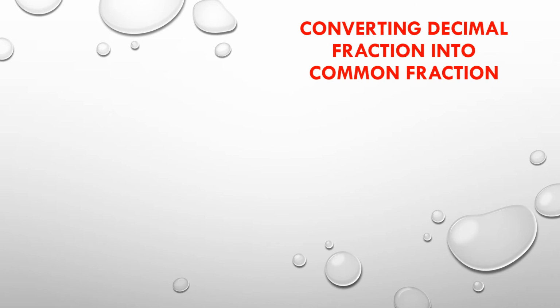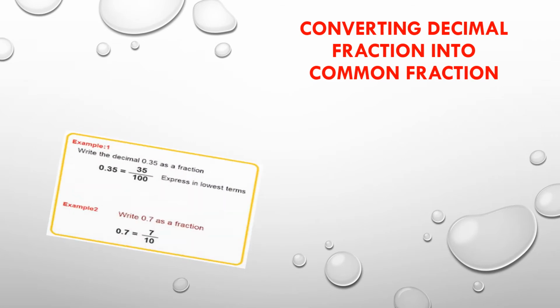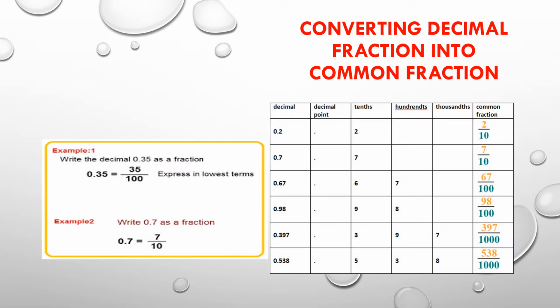Now we are going to see how to convert a decimal fraction into a common fraction. You can see one table over here. The places and the values are given over there. So when the decimal is 0.2, 2 is at the tenths place. So the common fraction is 2 upon 10. In the second example, that is 0.7, 7 is at tenths place. So the common fraction is again 7 upon 10.